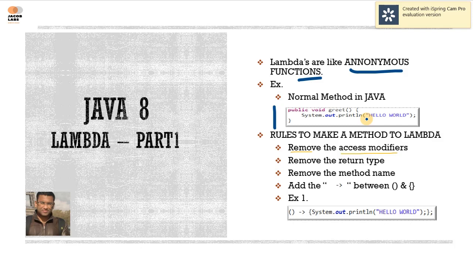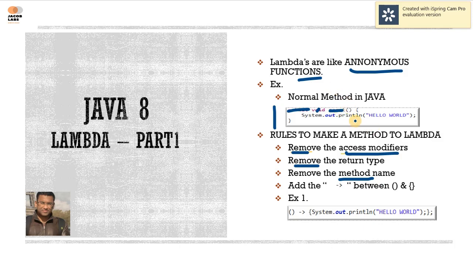Now the question is, how do I convert this simple method into a lambda? For this, we have to follow a few rules. And the rules are, number one, we have to remove the access modifier. What is the access modifier here? The access modifier is public, so we remove it. The next rule is we have to remove the return type. So we remove the return type. The next rule is we have to remove the method name. So let's remove the method name.